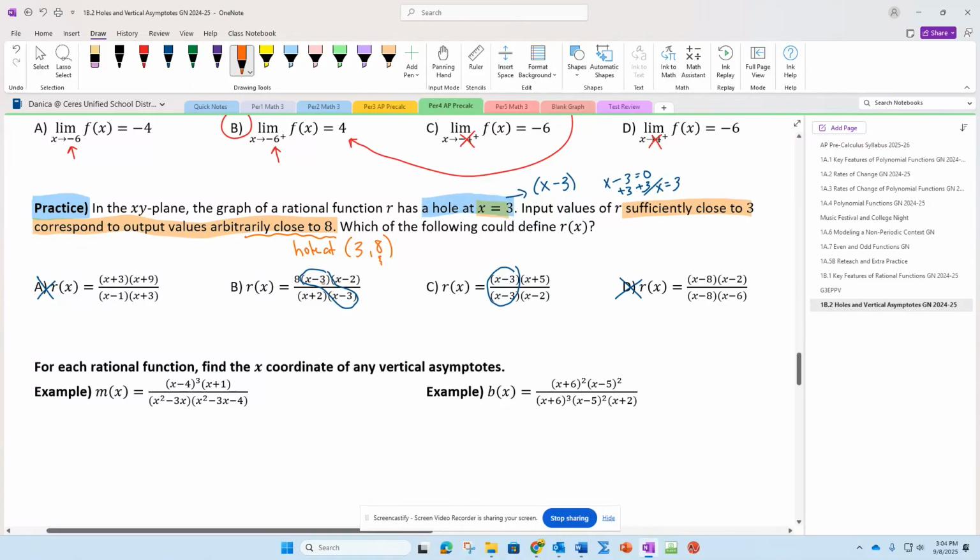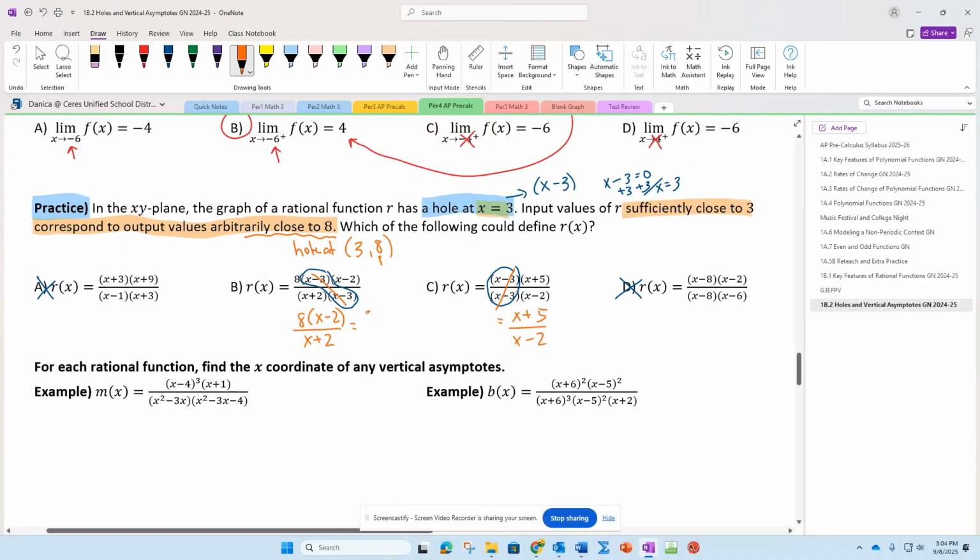So here, if we reduce out the x minus 3's, we get 8 times x minus 2 over x plus 2. Here, if we reduce the x minus 3's, we get x plus 5 over x minus 2. So we have to, again, plug in the 3 for the x's and do the math to see which one gives us an 8 as an output.